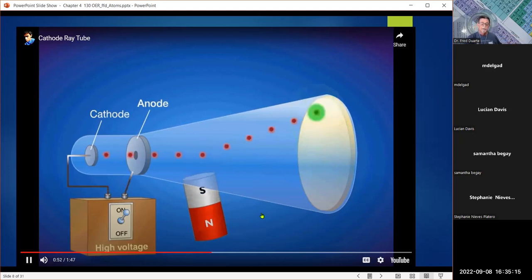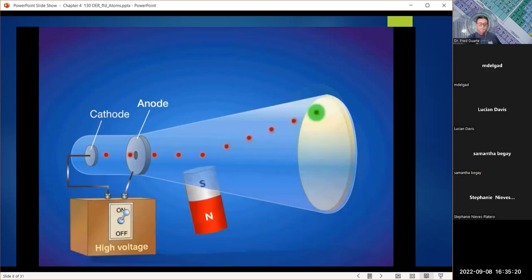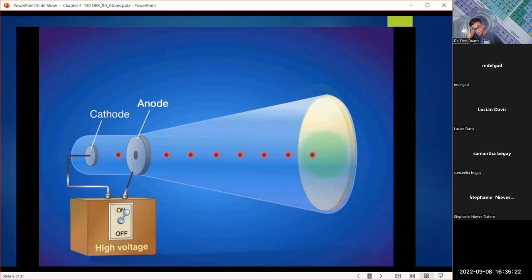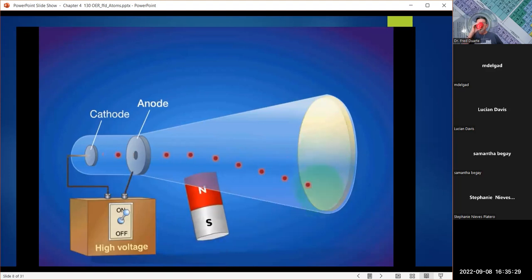Electrons. Tiny magnet, and it can interact with an external magnetic field. The electrons are deflected by the magnetic field. As expected, when the direction of the external magnetic field is reversed, the beam of electrons is deflected in the opposite direction.